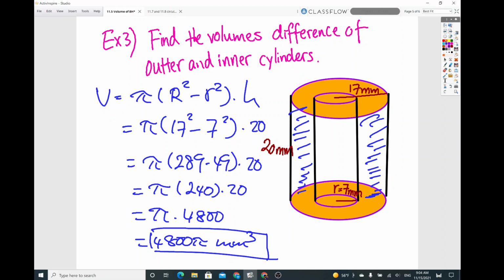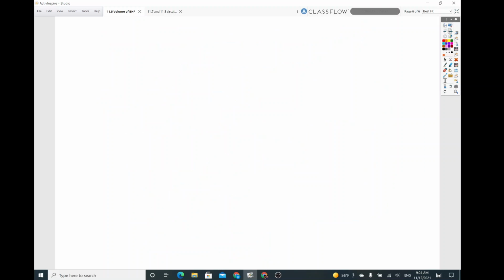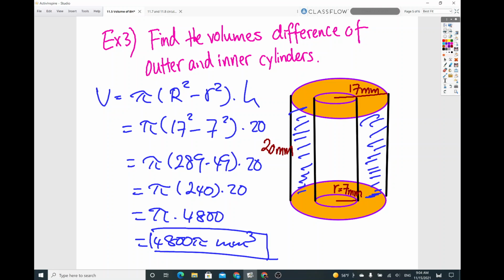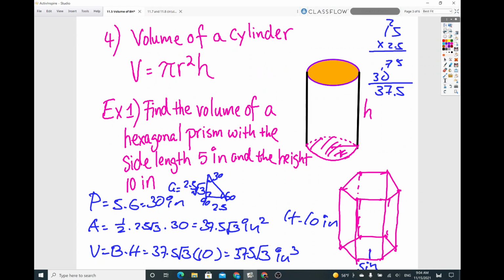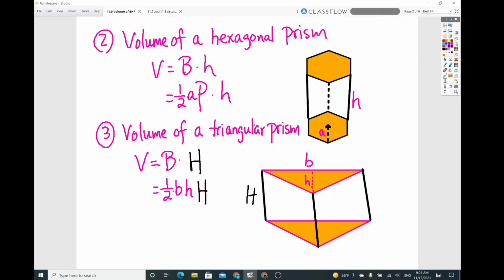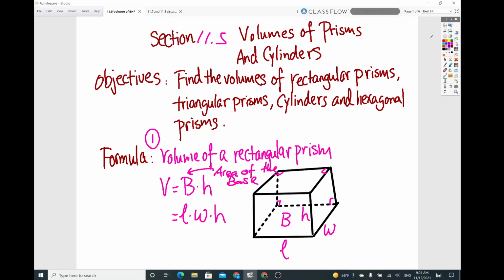Okay, so let's see what else we have. Okay, that's it. So again, make sure that you recognize those formulas and the way to apply them. The way to find the volume of a cylinder, the way to find the volume of a triangular prism, 1/2 times b times height times the altitude of the prism. Volume of the hexagonal prism, 1/2 times apothem times the perimeter of that hexagon, and then times the altitude of the prism. And then rectangular prism, length times width times height.